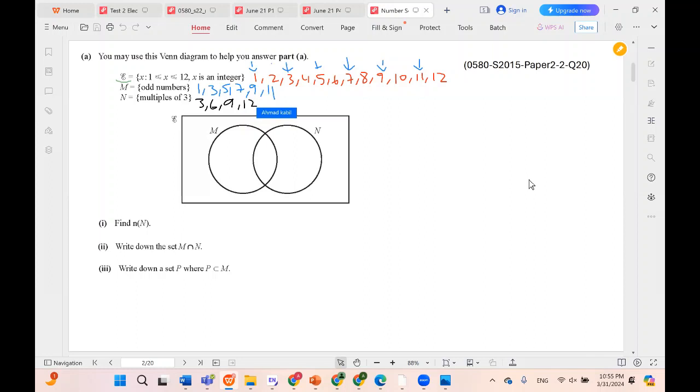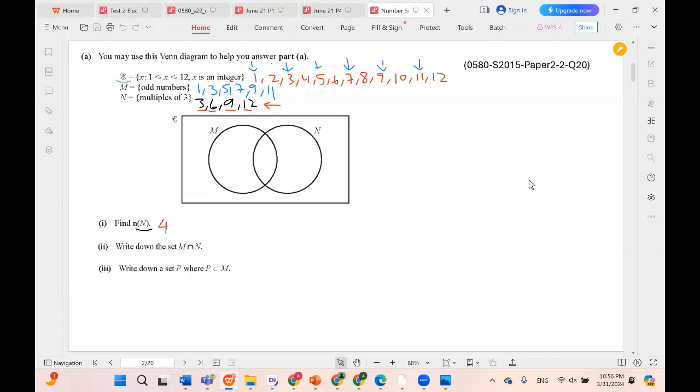And we are required to find the number of values or elements within set N in I. So we just have to count the number of elements in set N. We have 4 elements here. So the answer to I would just simply be 4.